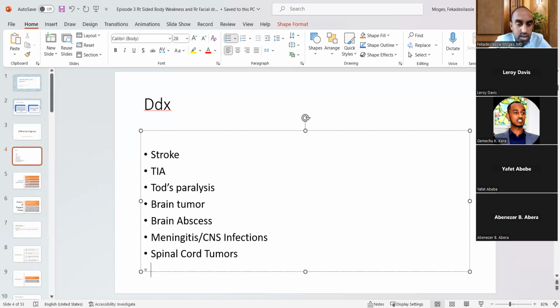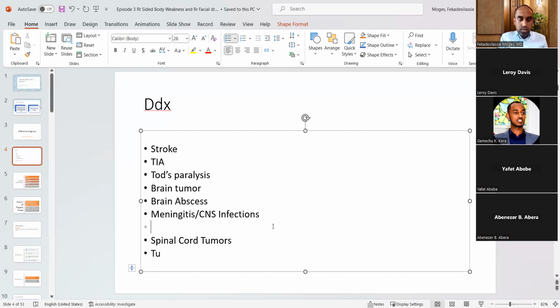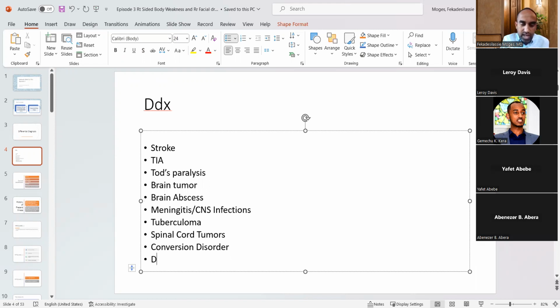There is tuberculoma in the chat. Tuberculoma, okay, tuberculoma infections. Conversion disorder. And there is demyelinating disease in the chat. Demyelinating.